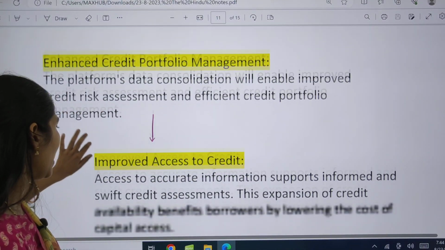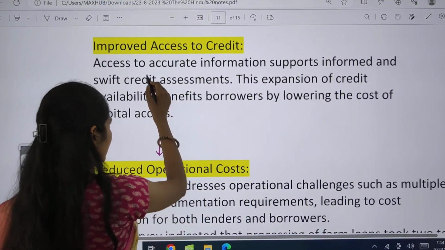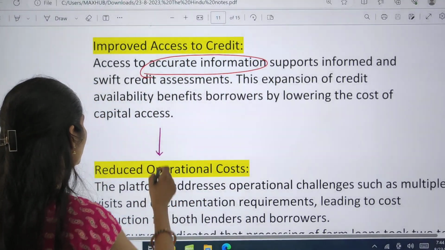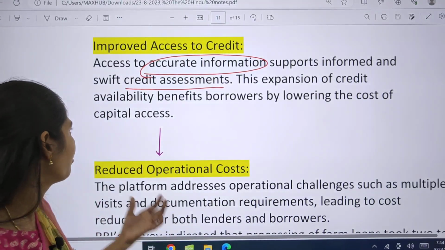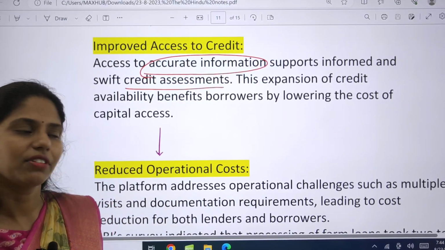And the next one is improved access to credit. Because accurate information is present on the platform, it will support informed decisions, and it will also focus on expansion of credit availability, so that borrowers will be getting some benefits.